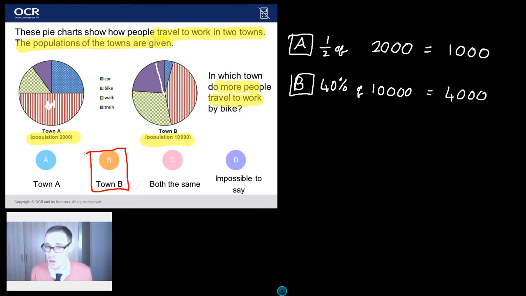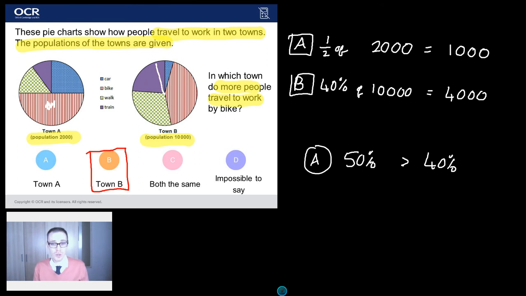But as I say, this question is causing problems on Diagnostic Questions. So it's worth spending a moment now just thinking, where do these other wrong answers come from and what is it revealing? Why might you say town A? Well, I reckon you might say town A because it looks like it's got a bigger proportion. And it has got a bigger proportion. As we said, it's about 50% versus about 40%. So it certainly does have a bigger proportion, but that's not what the question's asking. In which town do more people, not a higher proportion? So you've got to read the question carefully.